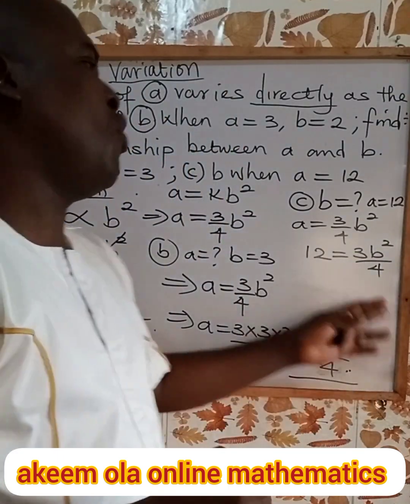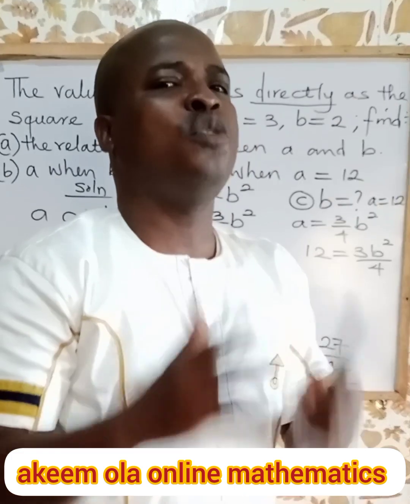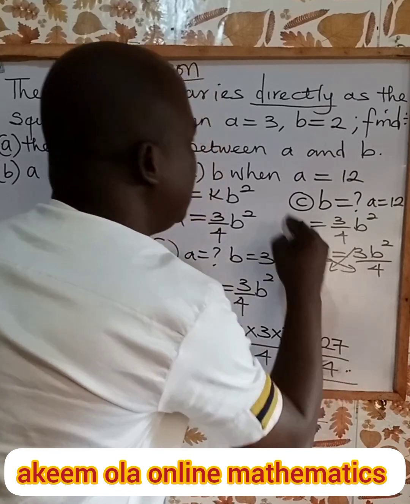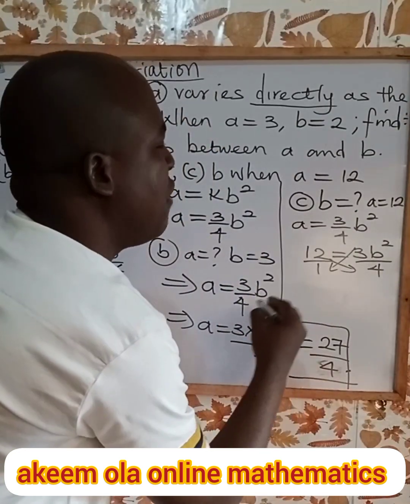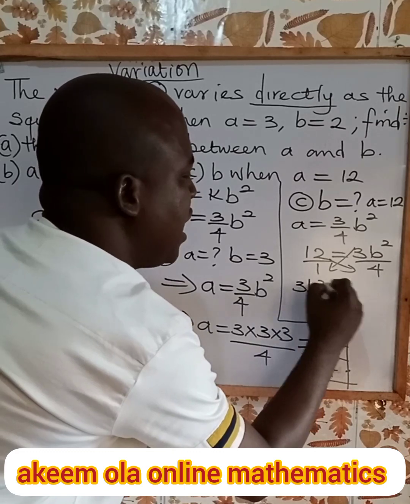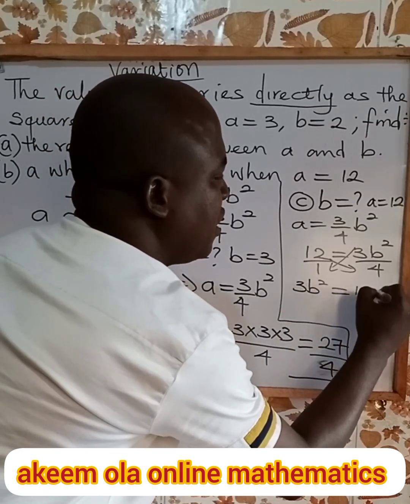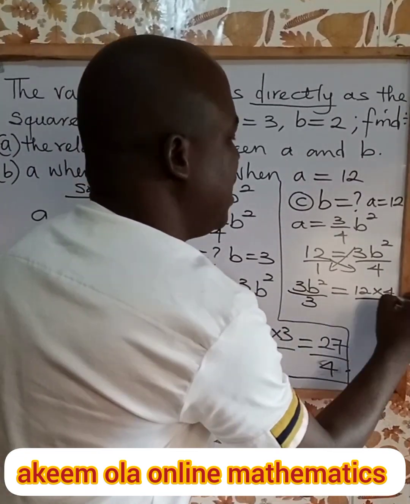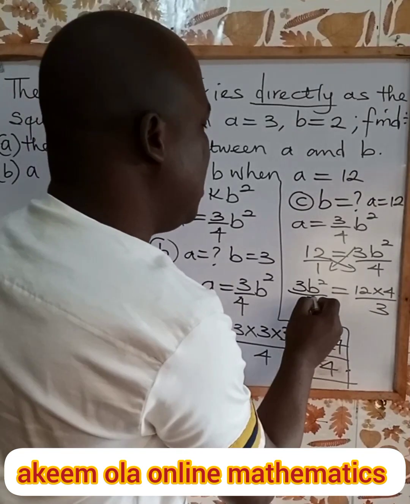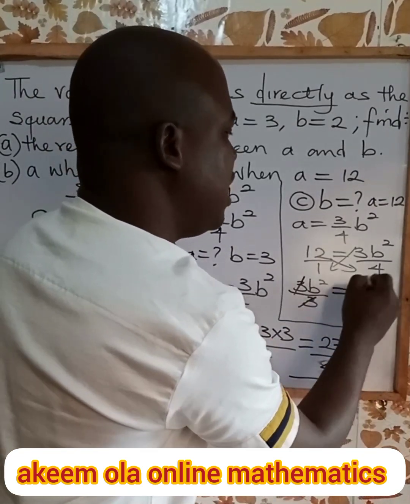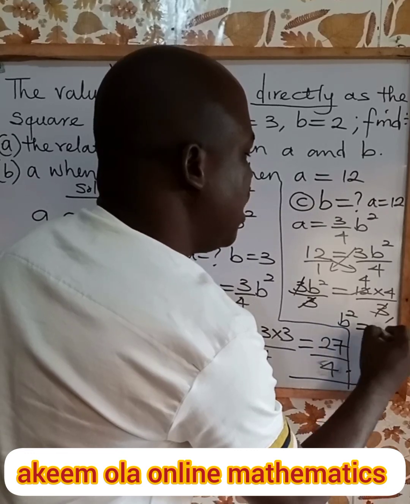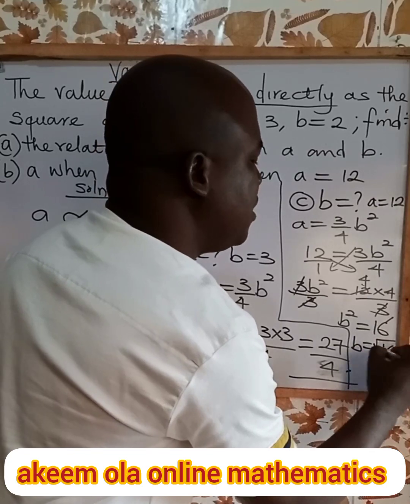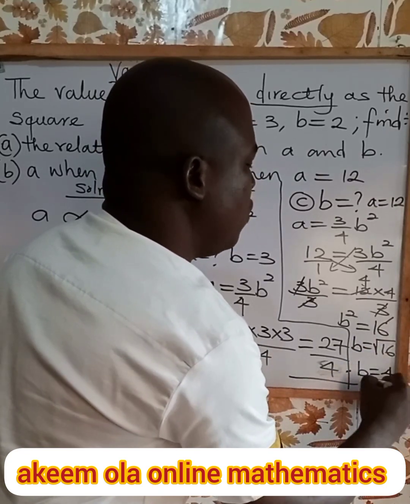From here, we can cross multiply and make b the subject of the formula. We put 1 under the 12, and this 4 will multiply there. Then we are going to have 3b squared is equal to 12 times 4. Then I can divide both sides by 3. The 3 will cancel here: 3 divided by 3 is 1, and 12 divided by 3 is 4. So b squared is equal to 4 times 4, which is 16. So b will be the square root of 16, so b is equal to 4.